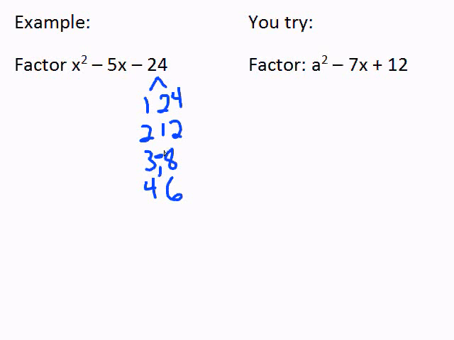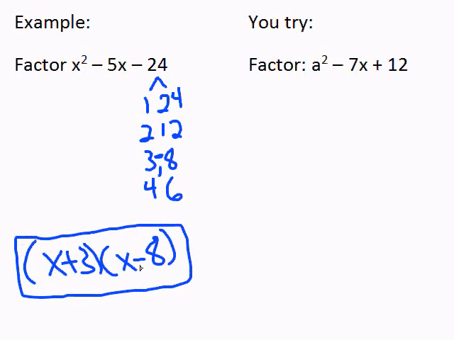Once we identify our pair, we must make sure it also multiplies to negative 24. Positive 3 times negative 8 does multiply to negative 24. So our factors are then x plus 3 and x minus 8. I was able to find the factors of x squared minus 5x minus 24 just by identifying the factor pairs of 24 that add to negative 5. Go ahead and try to use this same method on your own to find the factors of a squared minus 7a plus 12. Pause the video. When you're ready to see the answer, please press play.